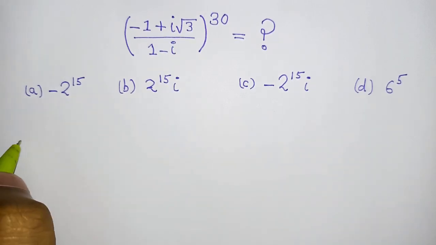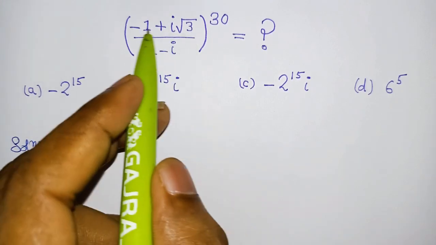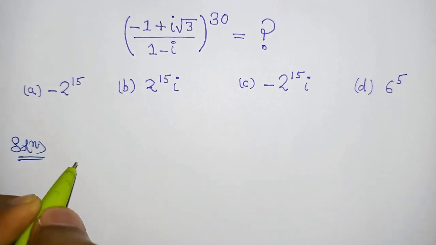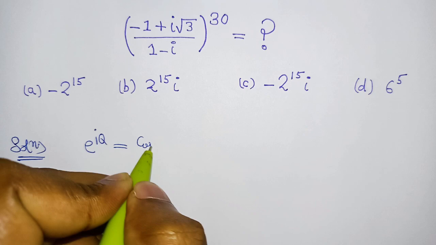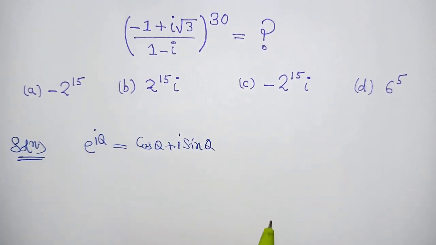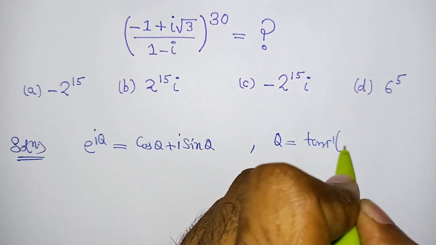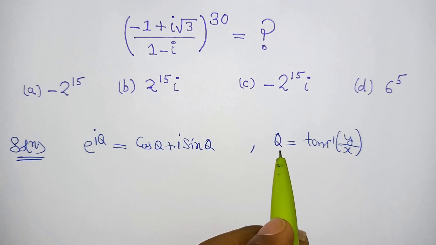Let's see the solution. First of all, you have to express this part and this part in its exponential form, and we know the relation is e raised to power i theta can be written as cos theta plus iota sin theta, correct? And theta here is nothing but tan inverse of y by x. This is the argument, or you can say this is the angle of the given complex number.